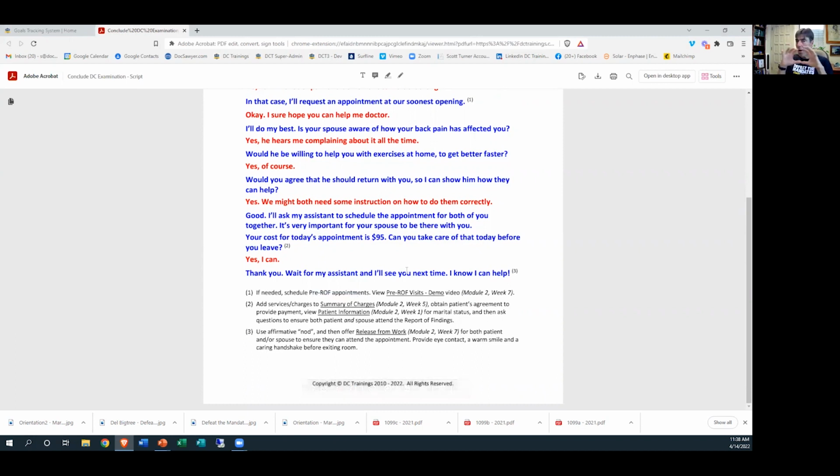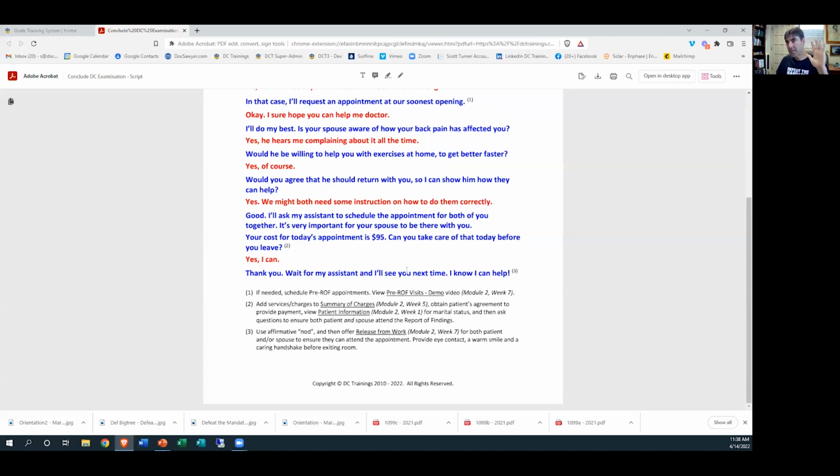So we covered all the different components of what's on that summary of charges, right? We're going to have icing instructions that go home with them. We're going to have them come back with their spouse. They're going to need a notice of appointment. We're going to schedule pre-ROF adjustments, which we'll get into when we get into the report of findings in module 3. It's all on that form. That goes to the front desk, which arms your CA.